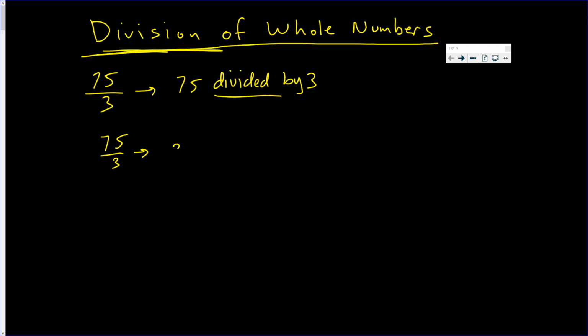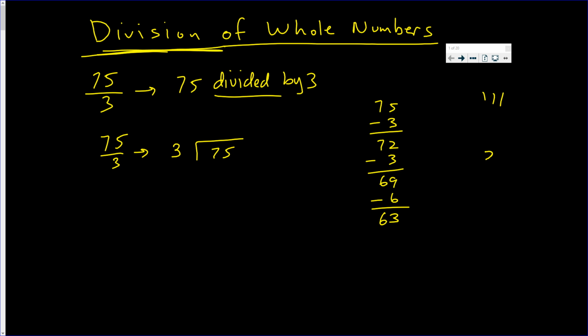That is, how many times does 3 go into 75? How many 3's can we subtract from 75? If you have 75 and you take away 3, that's one time. That leaves you 72. Take away another 3. That leaves you with 69. Take away another 3. That leaves you with 63.